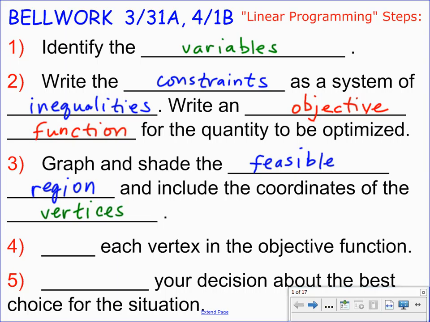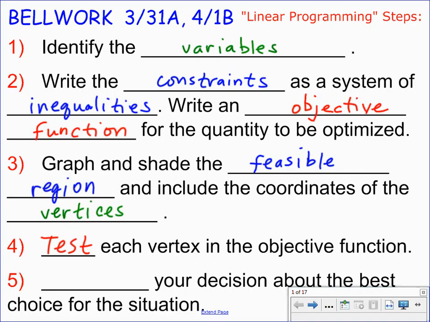Blank each vertex in the objective function. Careful how you fill in that blank. Blank each vertex in the objective function. Joe? Test it. Absolutely. We're going to test each of those vertices, those critical points, in my objective function, scan those results, and so we can do step 5.